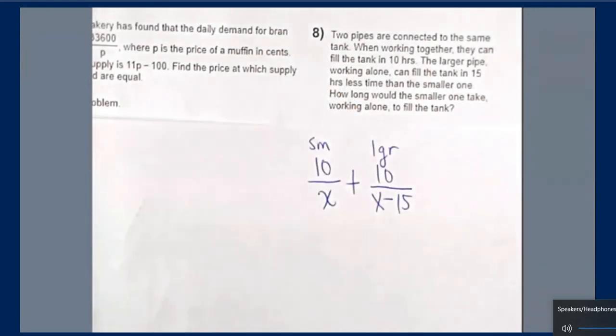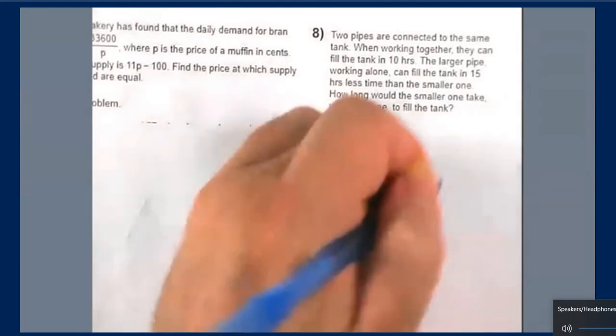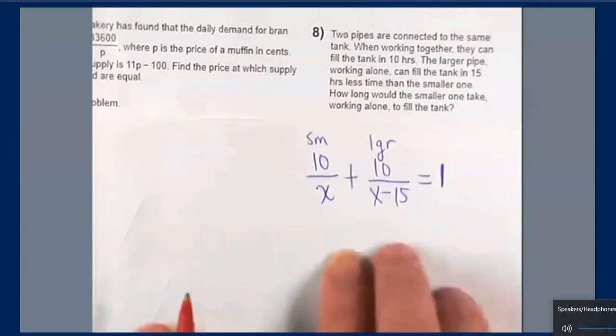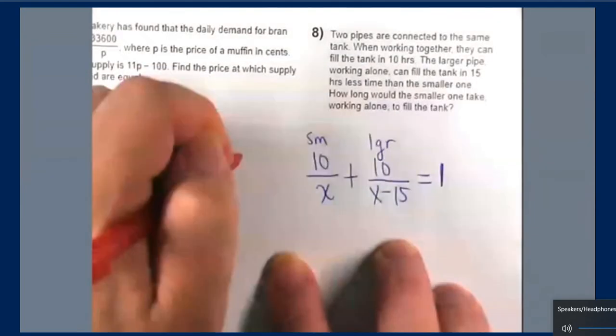Now we need to figure out what our equation will be equal to. These pipes are working together to complete one job. So our equation is equal to 1. Now, eliminate the fractions. The common denominator is actually x times x minus 15. So that's what we'll multiply each part of our equation by.